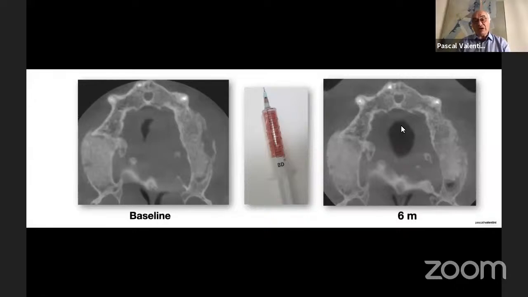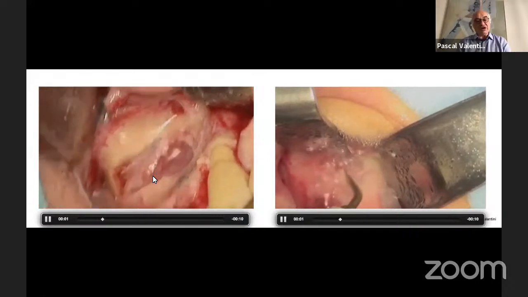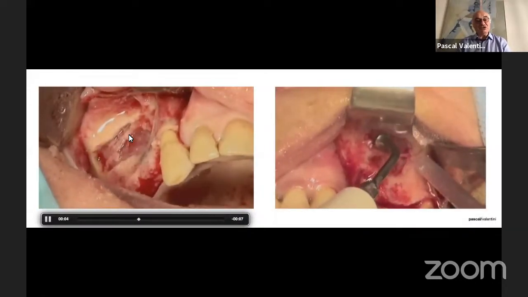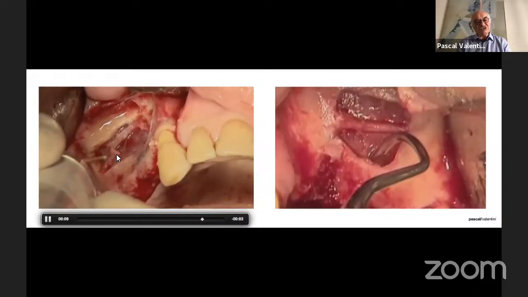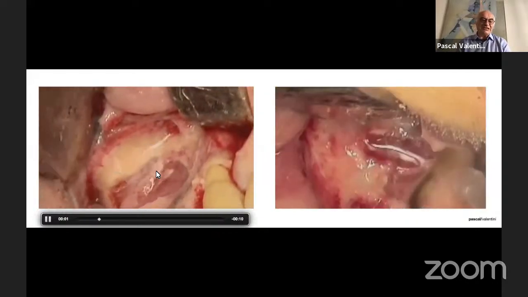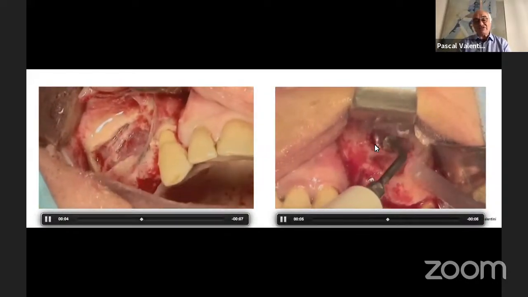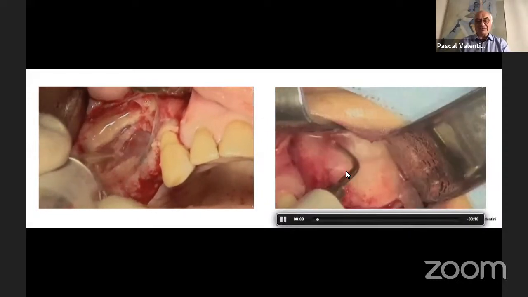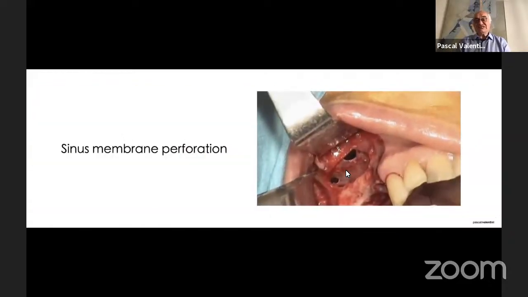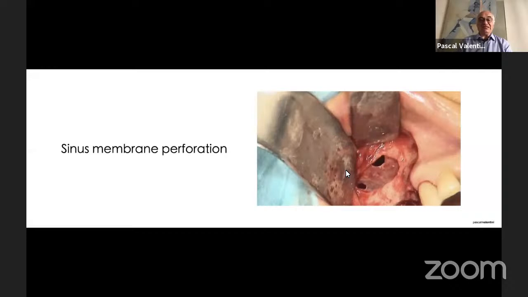Of course, the best way is to prevent the artery bleeding. And in order to prevent the artery bleeding, the only way is to dissect the alveolar antral artery, as you can see on those videos, using piezo surgery. By using piezo surgery, we can isolate the artery. By isolating the artery, we are able to graft around the artery without any damage for this vessel. This is the way we manage the alveolar antral artery.